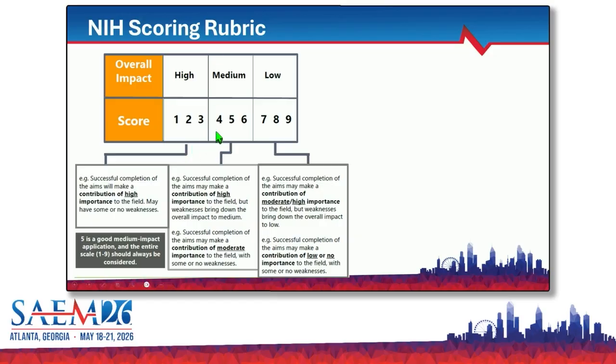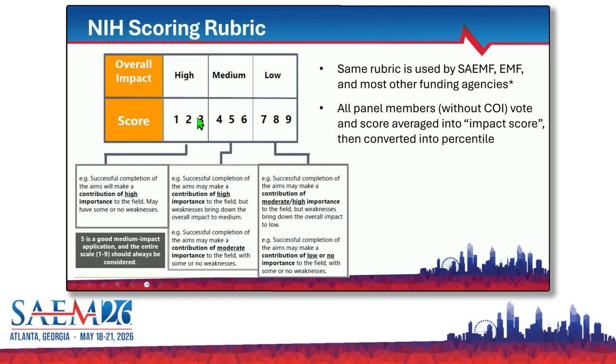4, 5, and 6 are kind of in the intermediate range. There's some significant problems that need to be addressed, and 7, 8, and 9 are really not going to be funded, right? So many times when you first submit, you get somewhere between 3s, 4s, and 5s, and the goal is to really get yourself to more 2s and 3s. Okay, same rubric is used by lots of people. So how does it work?